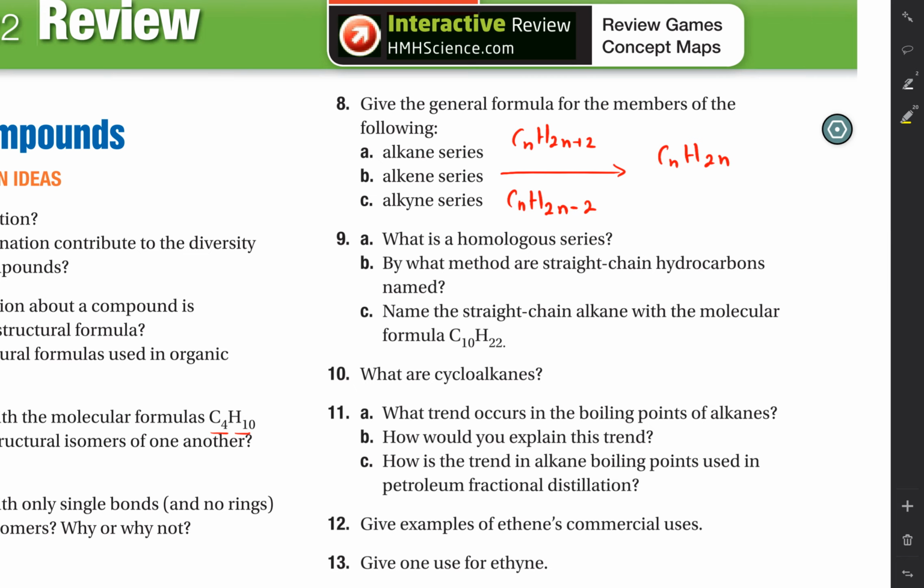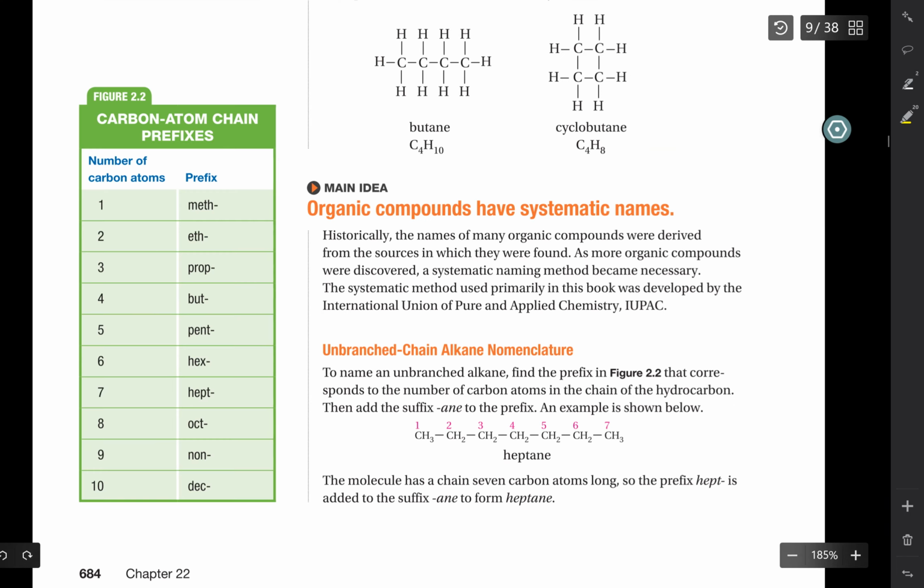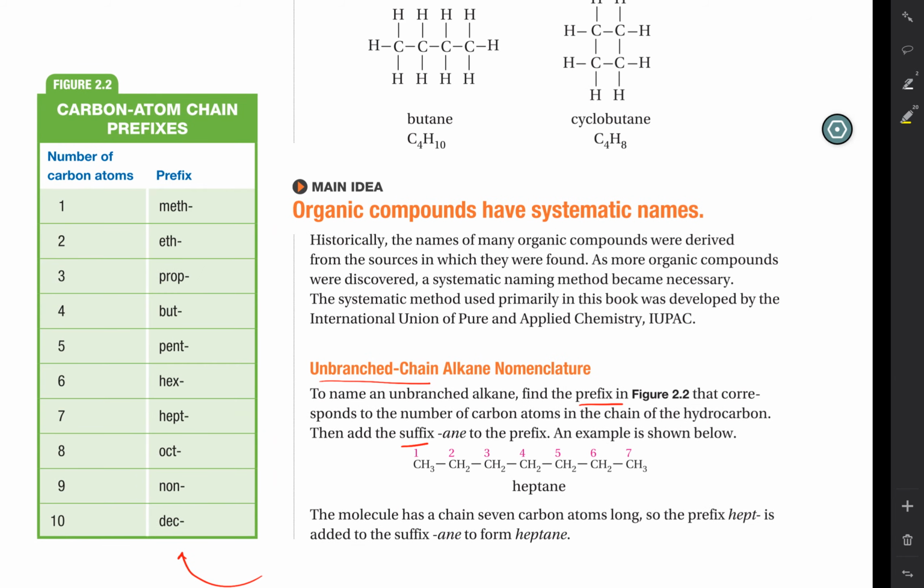Part B. By what method are straight chain hydrocarbons named? The name of a straight chain or unbranched chain of the hydrocarbons has two parts, the prefix and the suffix. The prefixes are shown in this table. The first four prefixes are generic: meth, eth, prop, and but, but the rest of them depend on the number of the carbon. We use the Greek number. So for 5 we use pent, for 6 we use hex, for 7 we use hept, and so on.